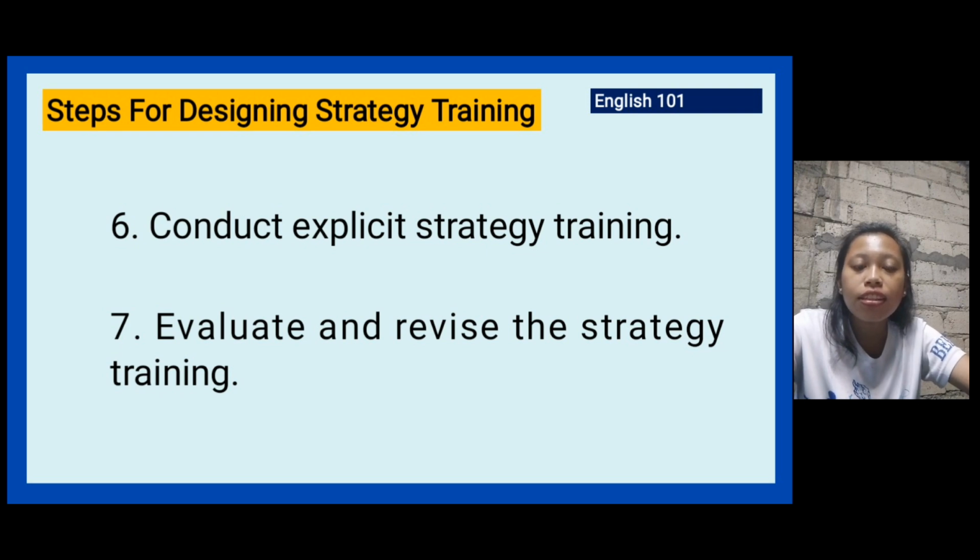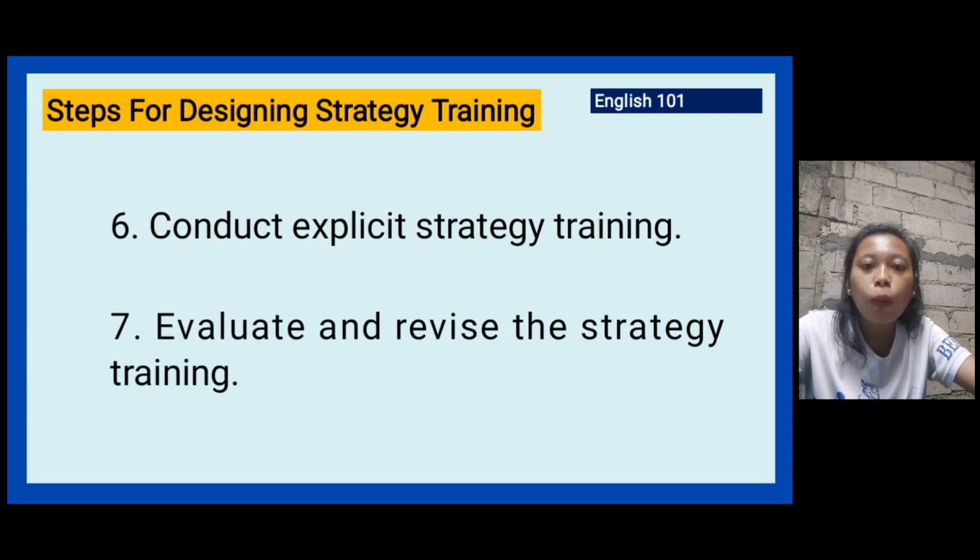Okay, next is conduct explicit strategy training. In here, clearly explain what the strategy is, why it helps, and when to use it. Give students a chance to practice and reflect. Example, the teacher demonstrates how to use context clues to guess word meanings, then lets students practice with a reading passage. That's an example.